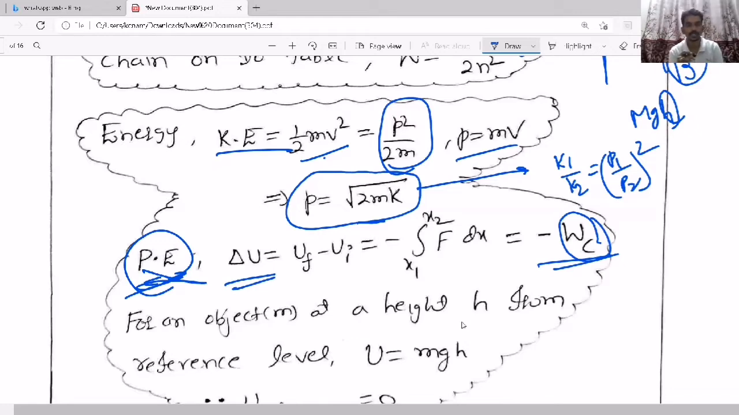And from the reference level, if the body or object is at some height, then the potential energy at that height is mgh. Or you can say in this manner also. You have taken the body from one level to another level and you increase the height by h, then it is called an increase in potential energy of mgh. Similarly, if you bring it down by height h, then we call it a decrease in potential energy. That is also mgh.